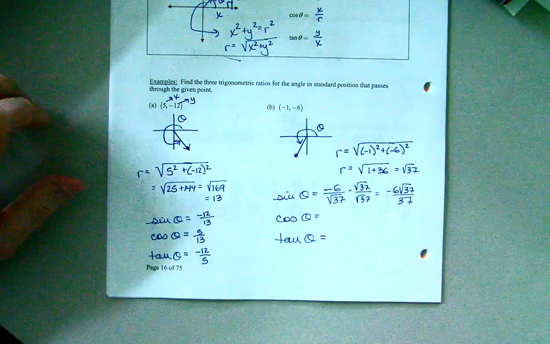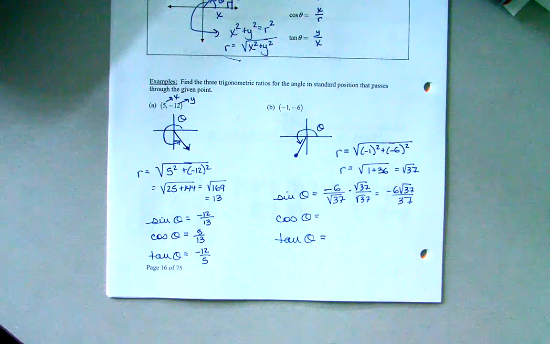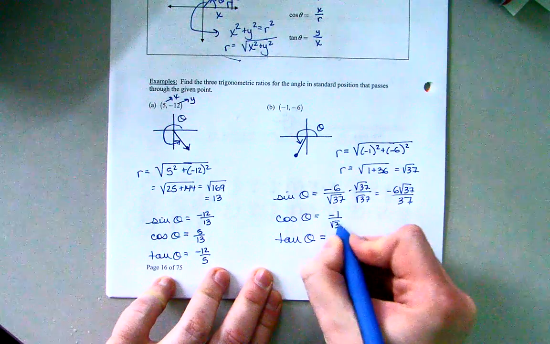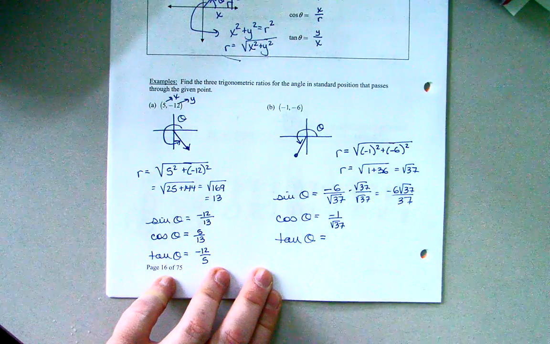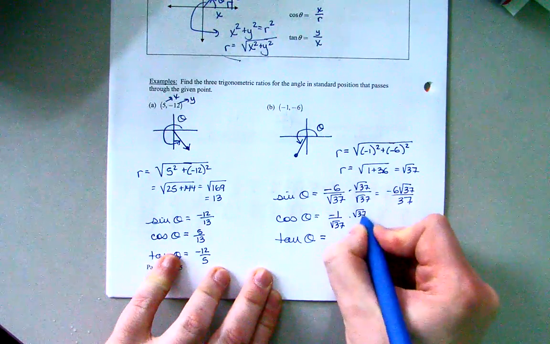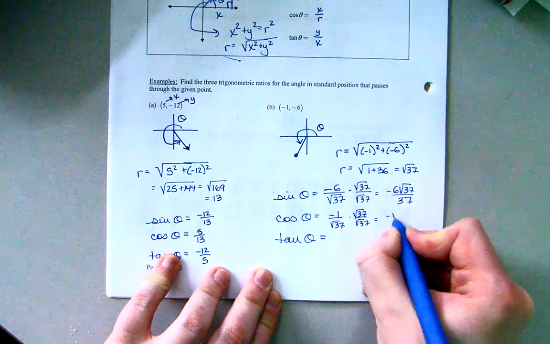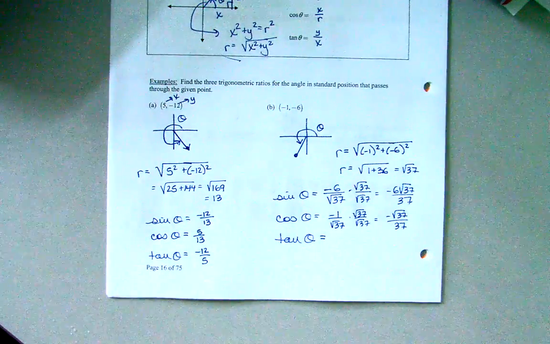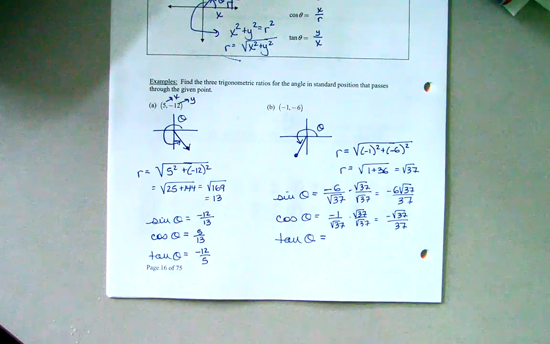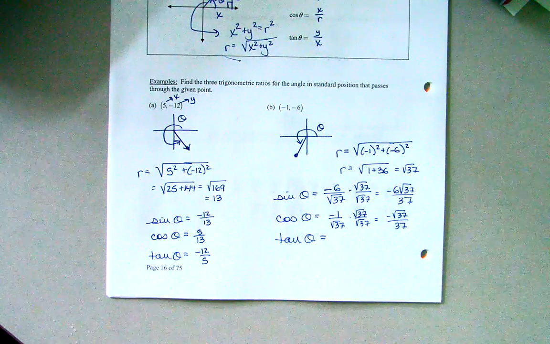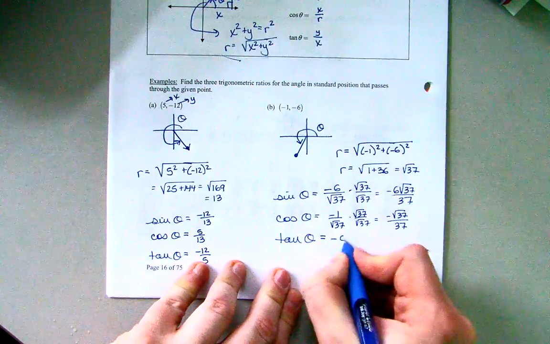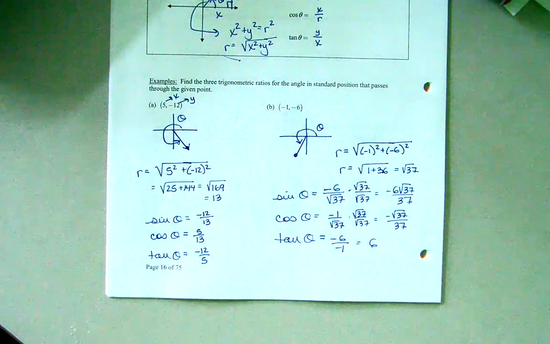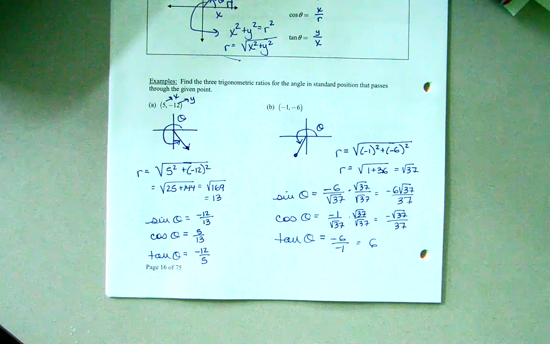Okay. Giovanna, how about the cosine? And then what are you going to do to that? Perfect. Negative root 37 over 37. Tyler, what about the tangent? You're going to do just negative 6 over negative 1, but don't leave that. Tell me 6 for the final answer. Do you see how this is working?